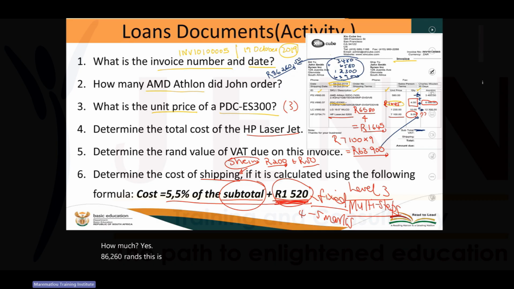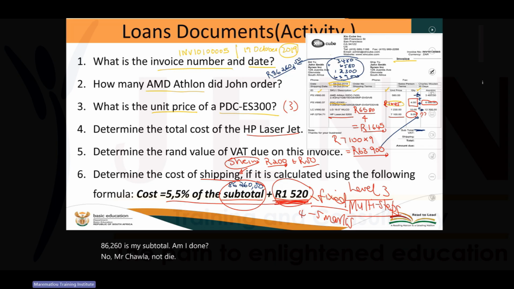subtotal. So we are going to substitute here 86,260. They can see what I'm writing. So this is nice. 86,260 is my subtotal. Am I done? No, I'm not done.